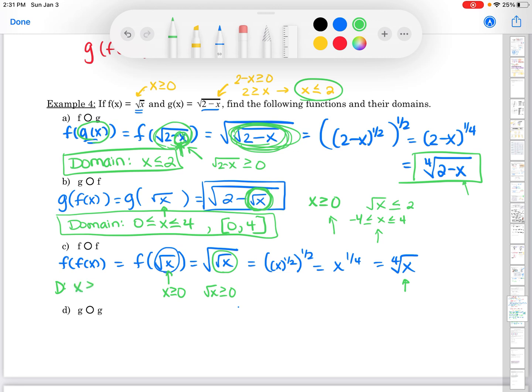be that x is greater than or equal to 0, or if you want to write it in interval notation, we're going from 0 to infinity. Either one of those is perfectly fine. All right, and lastly, g of g.